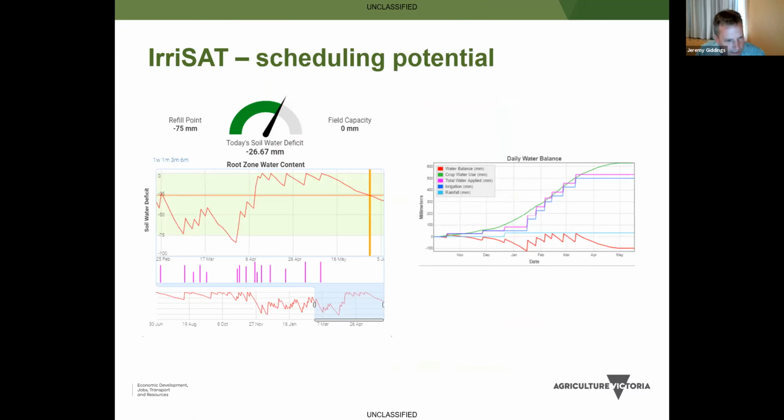The beauty about Irisat is it has some scheduling potential. If you put in your irrigation events, once you've set your polygons up, you can start to get an irrigation trace, and you put in your readily available water figures and it determines your refill line. You can start to have some irrigation scheduling opportunity here on the left-hand side. On the right-hand side, the green line represents estimated crop water use, and each of those irrigation events or rainfall events is represented by a step here, and you can see how close you are to maintaining unrestricted growth based on estimated crop water use.